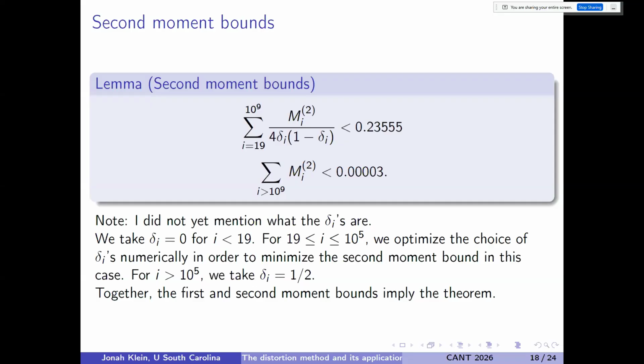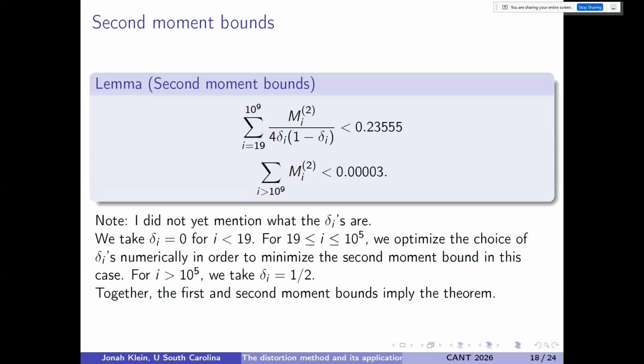So I didn't mention what the delta i's are. We have these distortion parameters. So in general, when you apply the distortion method, you apply no distortion as you use first moments. You start distorting your space when you get to using second moments. So we let delta i equal 0 for i less than 19, meaning that there is no distortion introduced at this stage. For 19 less than or equal to i less than 10 to the 5, what we did is that we chose the deltas in order to numerically minimize this. It's possible that our numerical minimization is a local minimum and not a global minimum, but it managed to work.